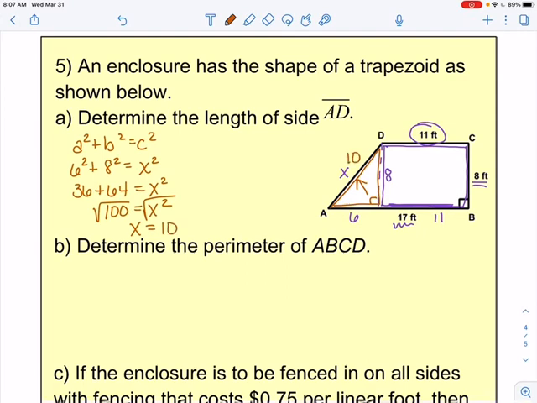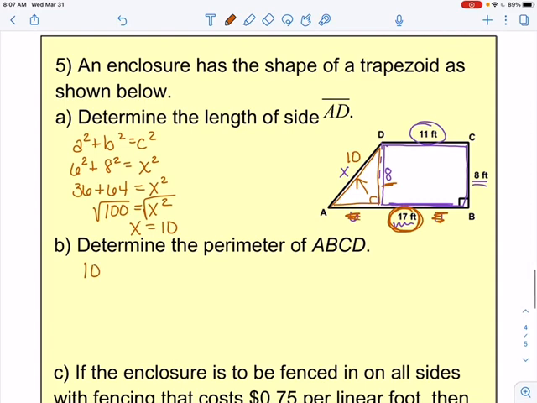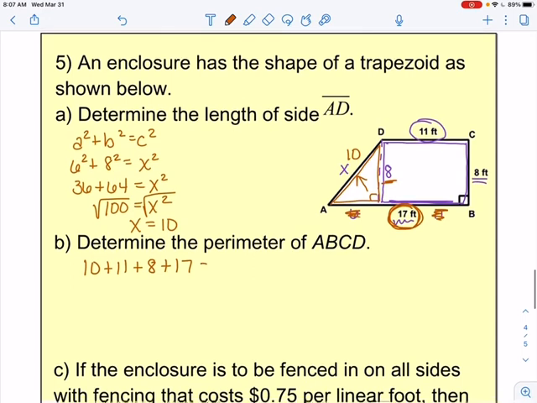So now to find the perimeter of ABCD, we're adding the outside, and just be careful. This 8 on the inside over here is not on the outside of the figure. And on the bottom, just be careful, we're going to use that full 17. Don't add the 6 and 11 in two times there. So I'm going to have 10 plus 11 plus 8 plus 17. And when you add all those together, you should get an answer of 46.